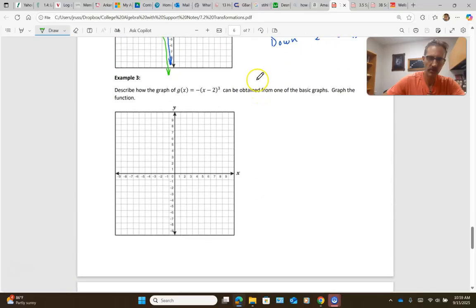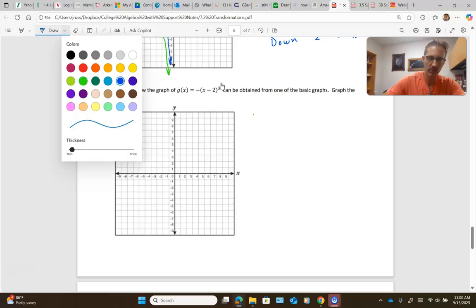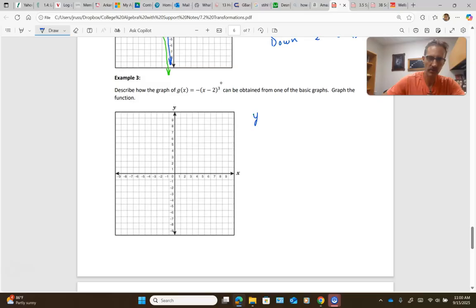Let's look at example 3. I'm looking at example 3 and I see a negative, and then I see in parentheses x minus 2, and then I see that it's cubed. Well, the fact that it's cubed, guys, means that our basic function is that basic cubic function. Okay? Y equals x cubed. And so our transformed function is negative. We could write g of x if we want, but I'm just using the y notation. X minus 2 and then cubed.